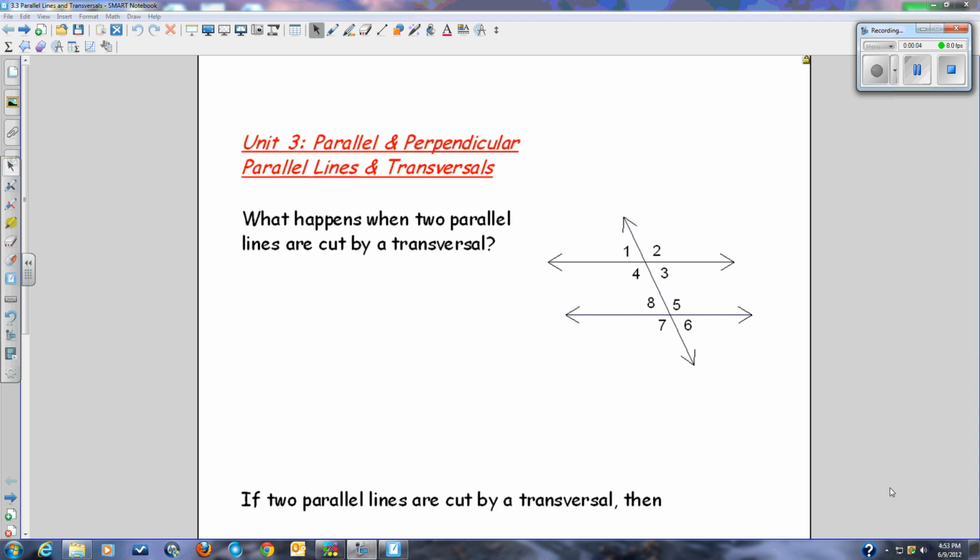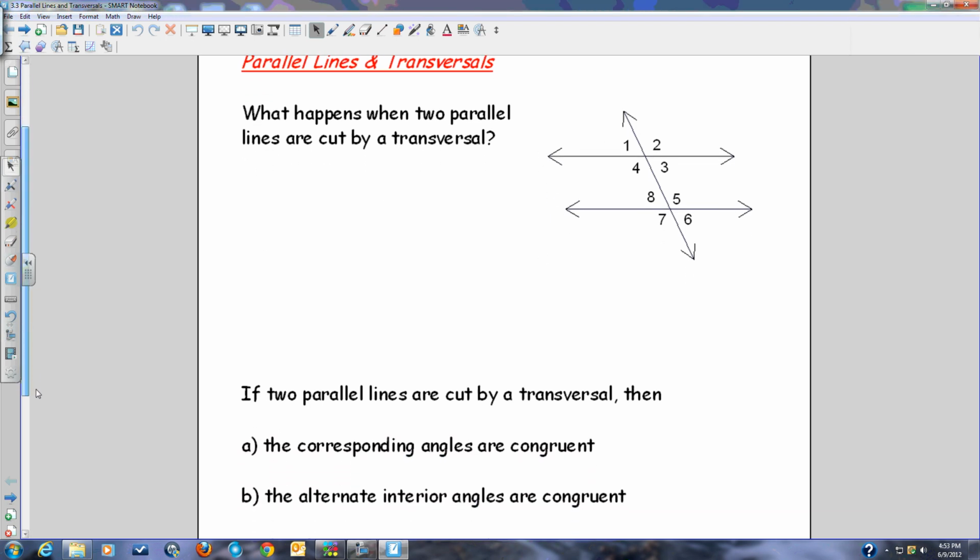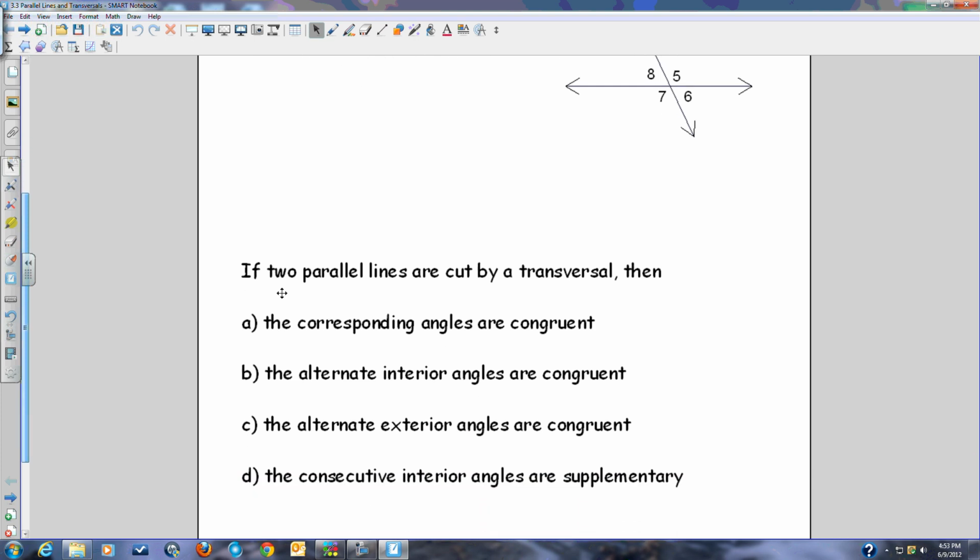Today we're going to be talking about parallel lines and transversals, and we're basically going to be answering this question today. What happens when two parallel lines are cut by a transversal? Well, here's what happens. I've got a whole list of things here for you.